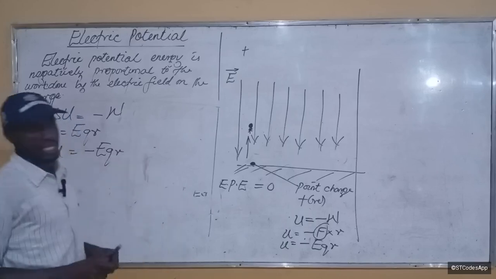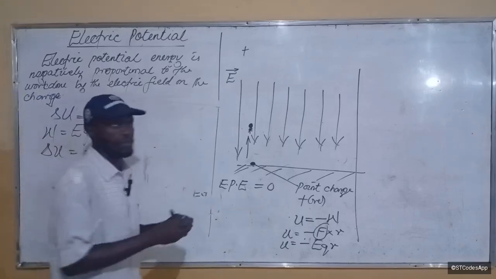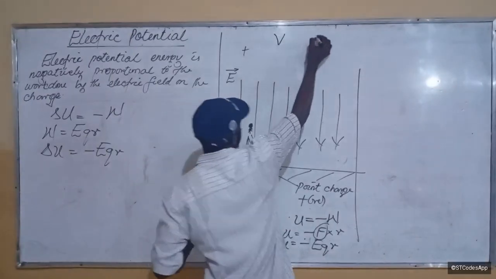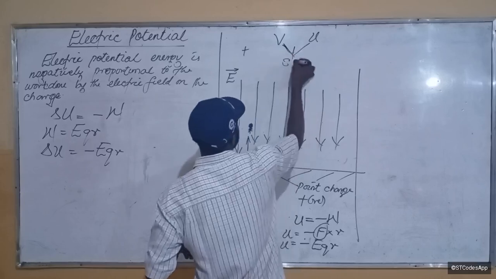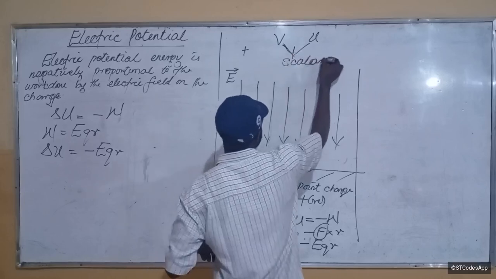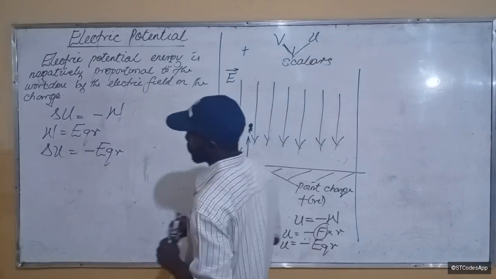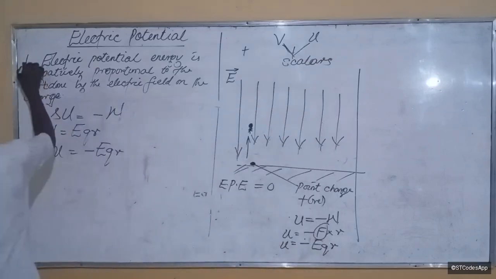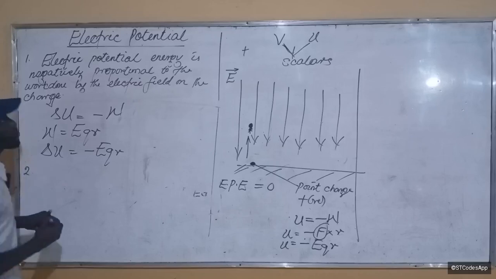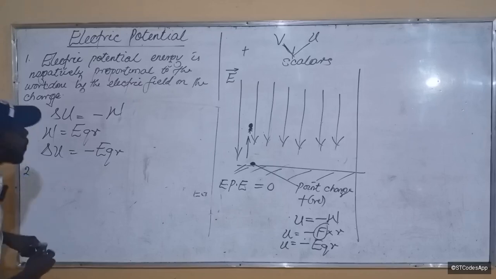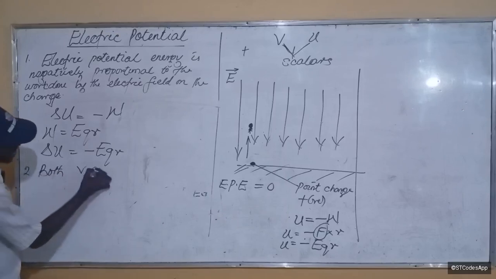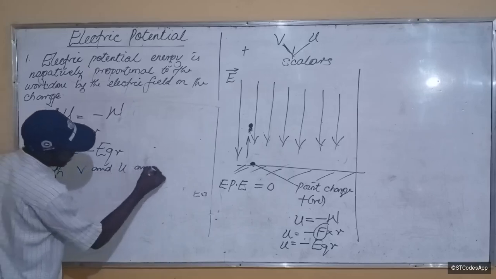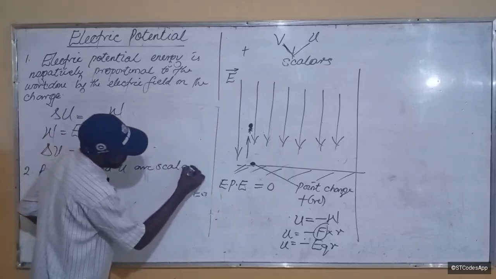Now, there's also one thing. Both electric potential and electric potential energy are scalars. Both of them are scalars. None of them is a vector. Is that clear? So what's the next point you must know about electric potential or electric potential energy? I've said that they are scalars. Both V and U are scalars.